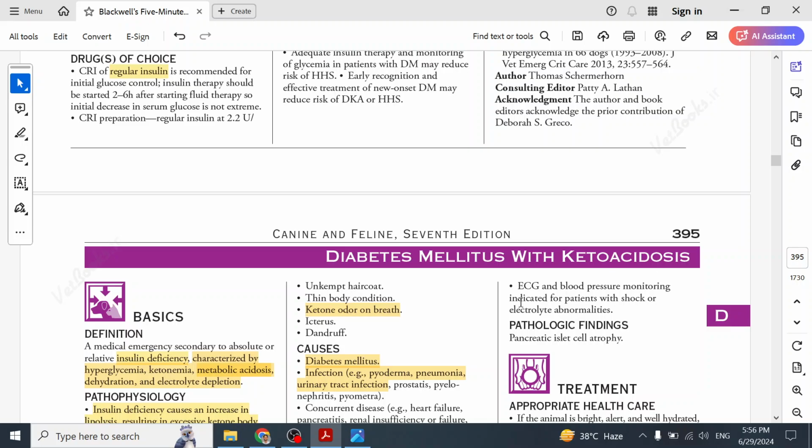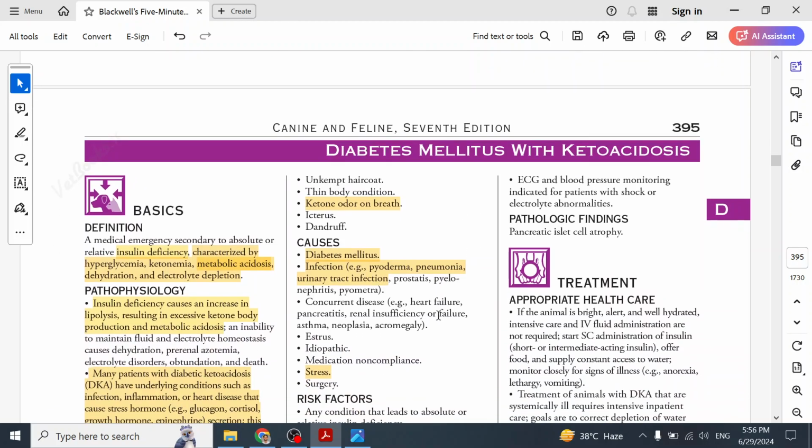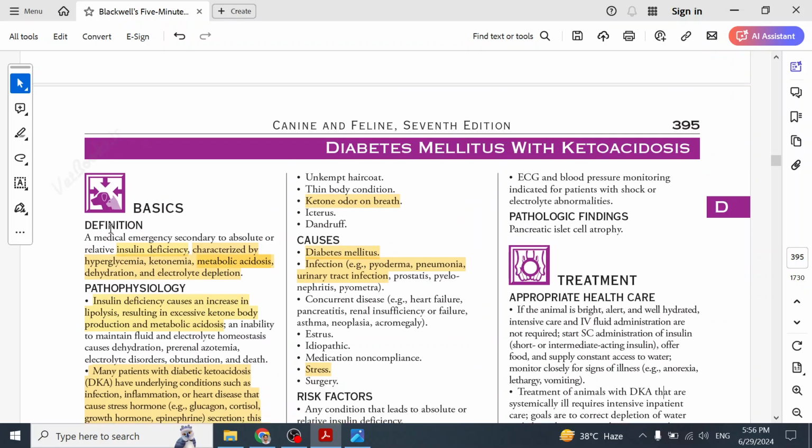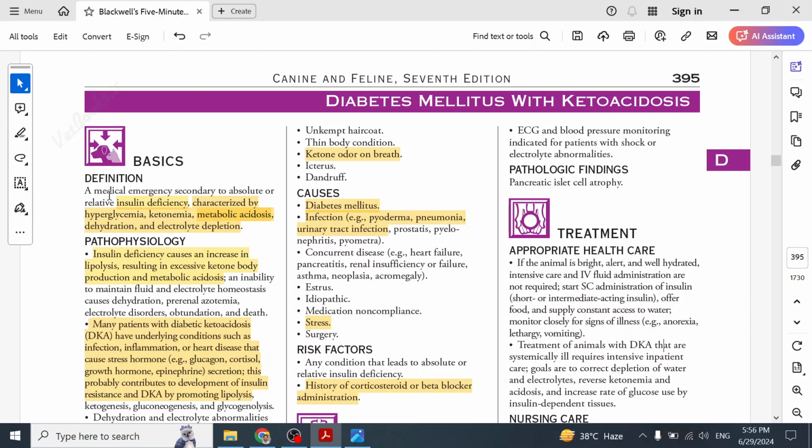The next thing is diabetes mellitus with ketoacidosis. This is a very important condition, characterized by insulin deficiency with hyperglycemia, ketonemia and metabolic acidosis. This is the most prominent thing found in ketoacidosis. Other common signs are also found in HHS.